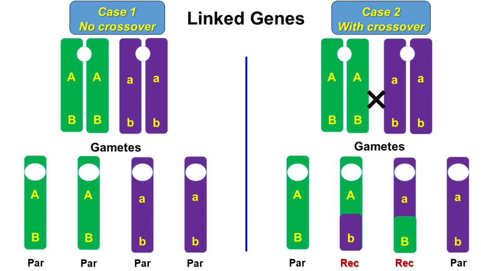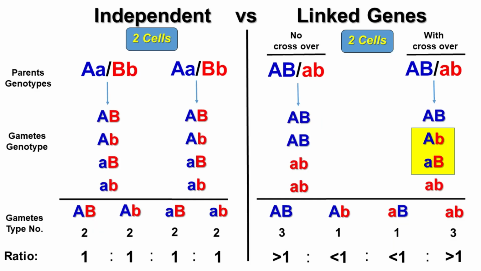Now let's look at cell 2 on the right. This time, crossing over has occurred. You can see that the alleles for A and B have been swapped between the chromosomes. To understand the difference in gamete ratio production, consider 2 scenarios, each with 2 cells, one with independent genes and the other with 2 linked genes.